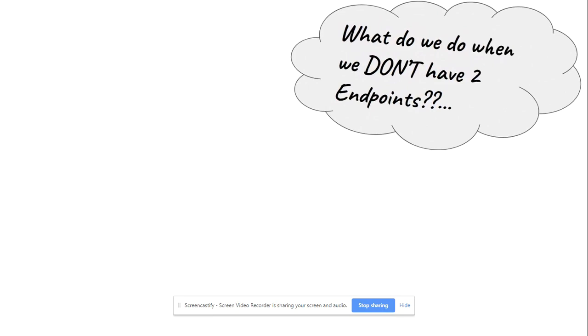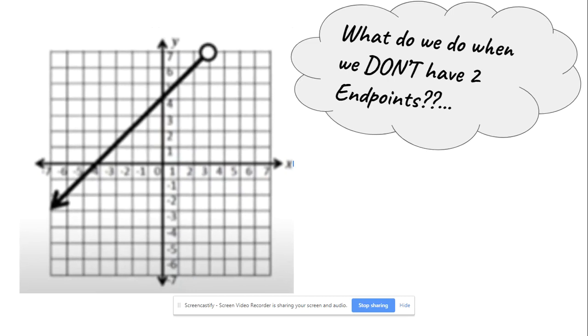All right, here's a big one. What do we do when we don't have two endpoints? When we have a graph that looks like this, and there's an endpoint on one side and there's an arrow, let me show you the best way to do it. I would personally label the endpoint, okay? The endpoint is the little circle right here. All this arrow means is it keeps going. We don't know when it stops. We don't know where it stops. All we know is it keeps going.